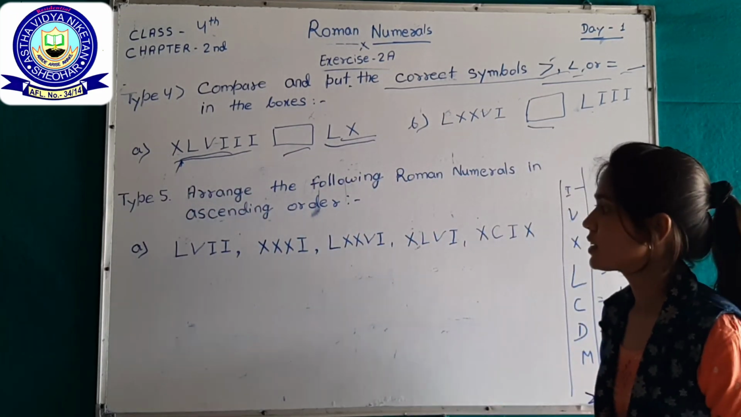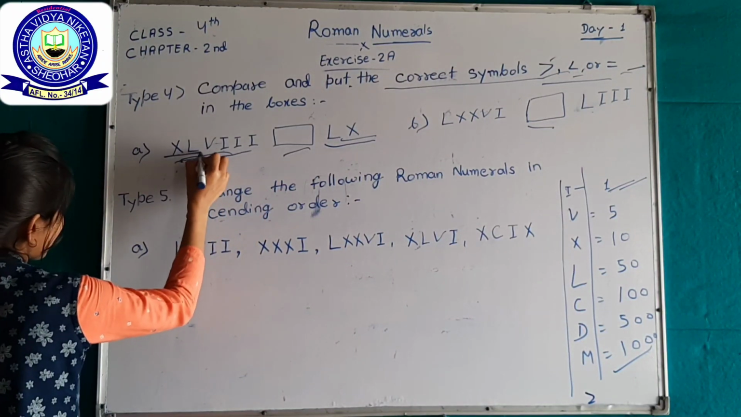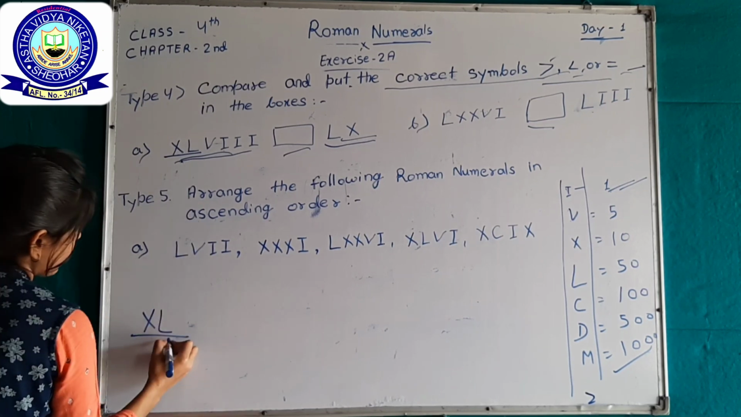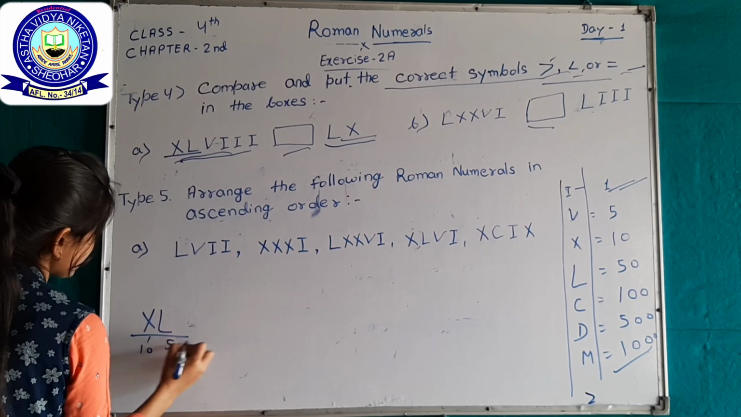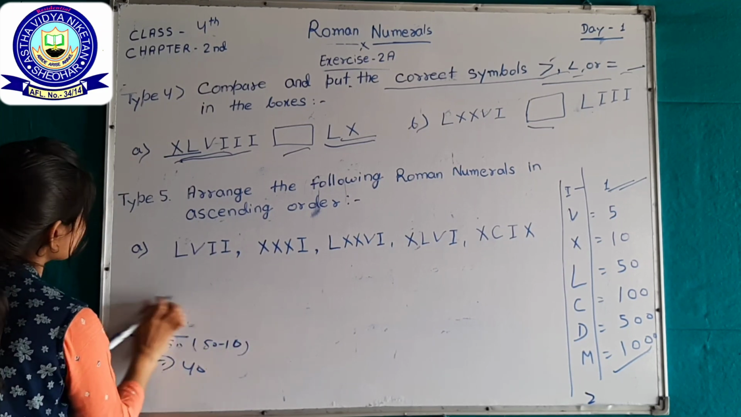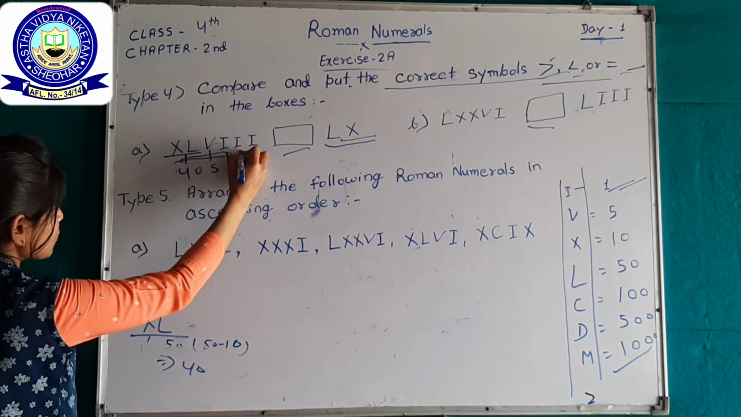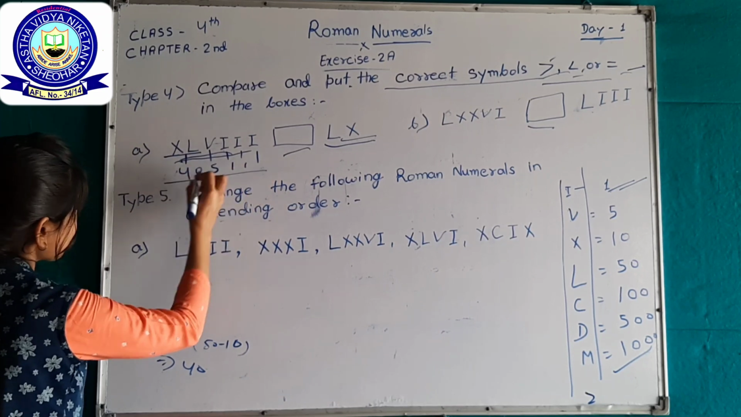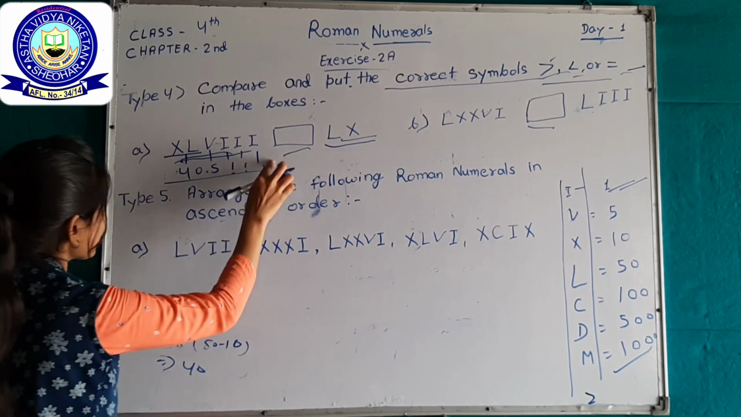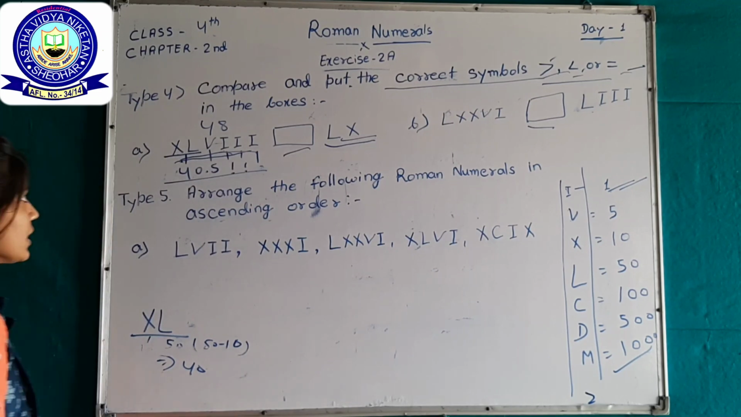Here is XLVIII. XL: when a symbol appears before the larger number, it will be subtracted. L means 50 and X means 10. It will be subtracted: 50 minus 10, it will be 40. XL is equal to 40. V means 5 and III means 1, 1 and 1. Now add it: 40 plus 5, 45, 46, 47 and 48. The value of XLVIII is equal to 48.